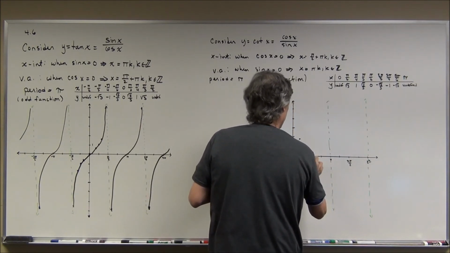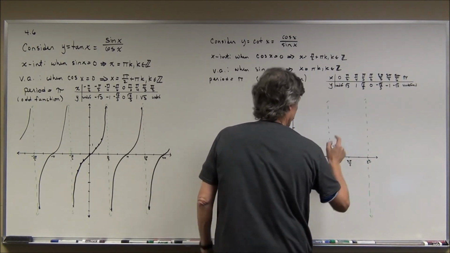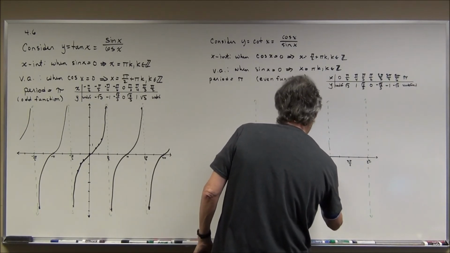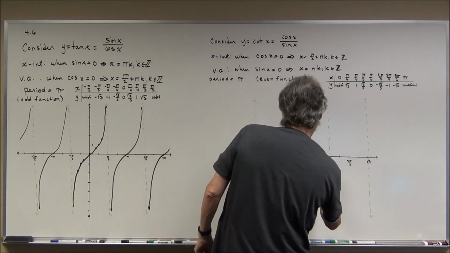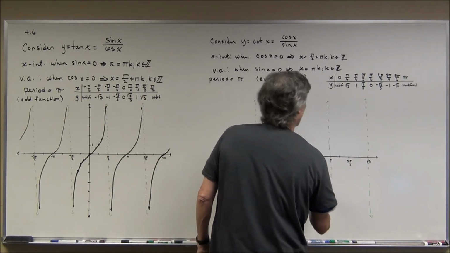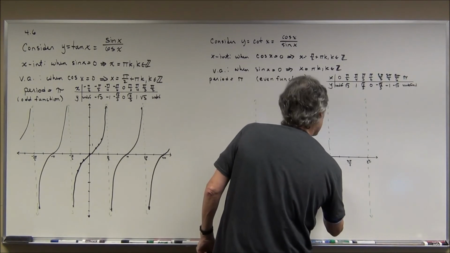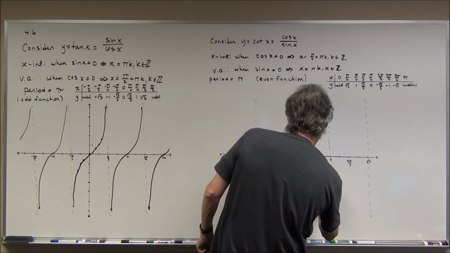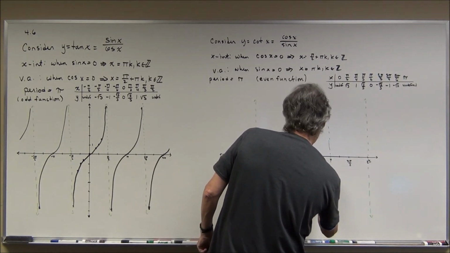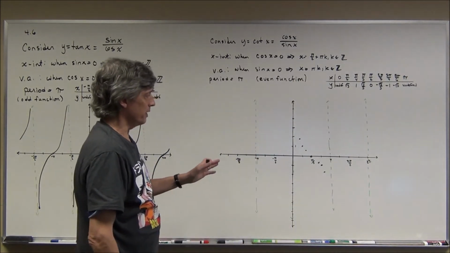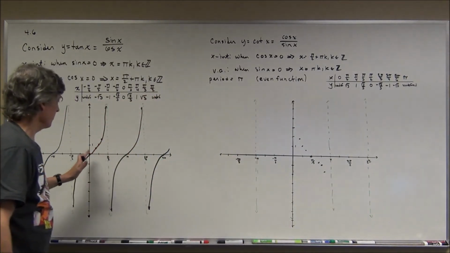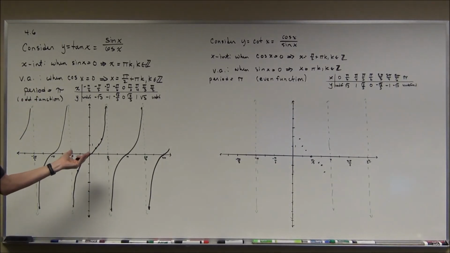At pi over 2, I'm at 0. And then I get the negative values. At 2 pi over 3, I'm at about negative 0.6. Let's see, about here. And then I'm at negative 1 at 3 pi over 4. And at 5 pi over 6, I'm at negative 1.7. Let's see, about here. And it's not in the same exact direction as this, but it's the same kind of curve. It's almost as if it was reflected.